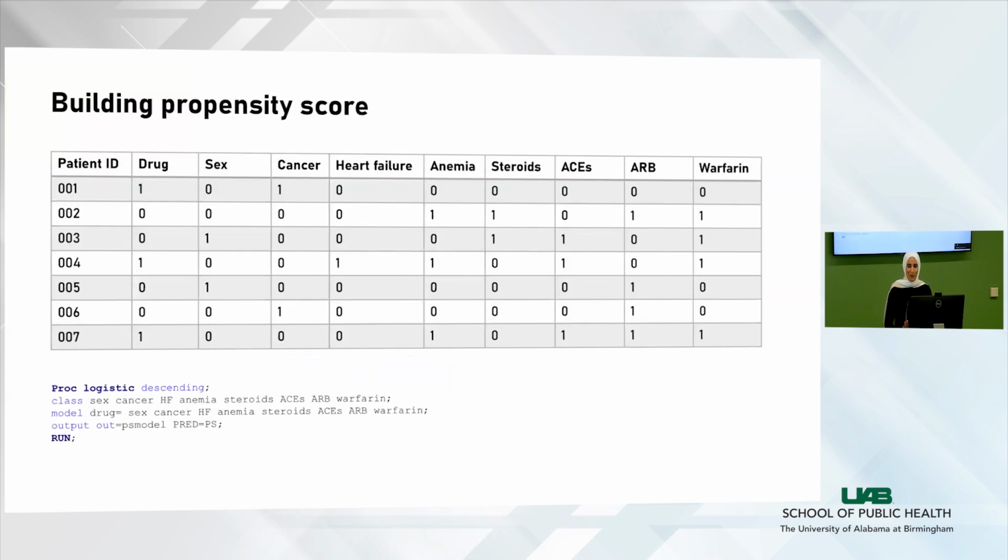Can I ask how many people in the room are familiar with propensity score? Anyone? 1, 2, 3. Okay. Okay, I'll try to simplify it.